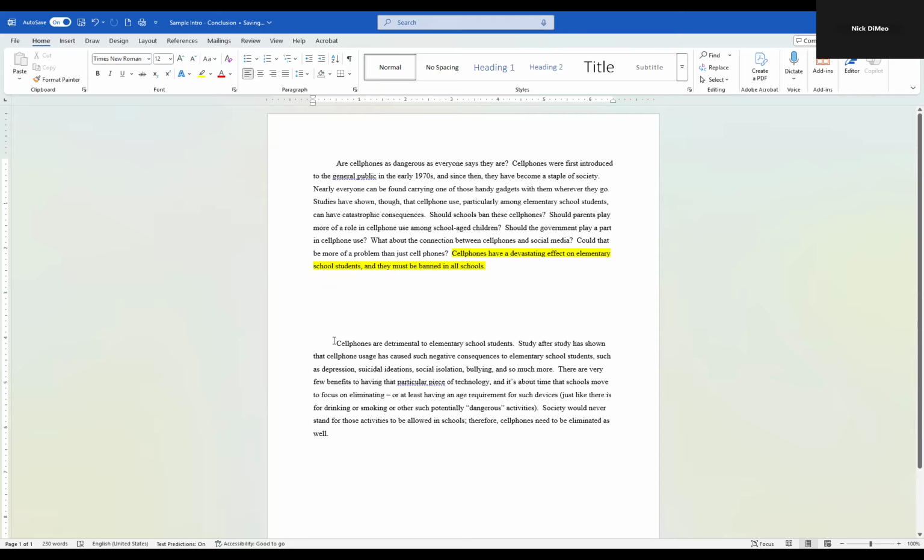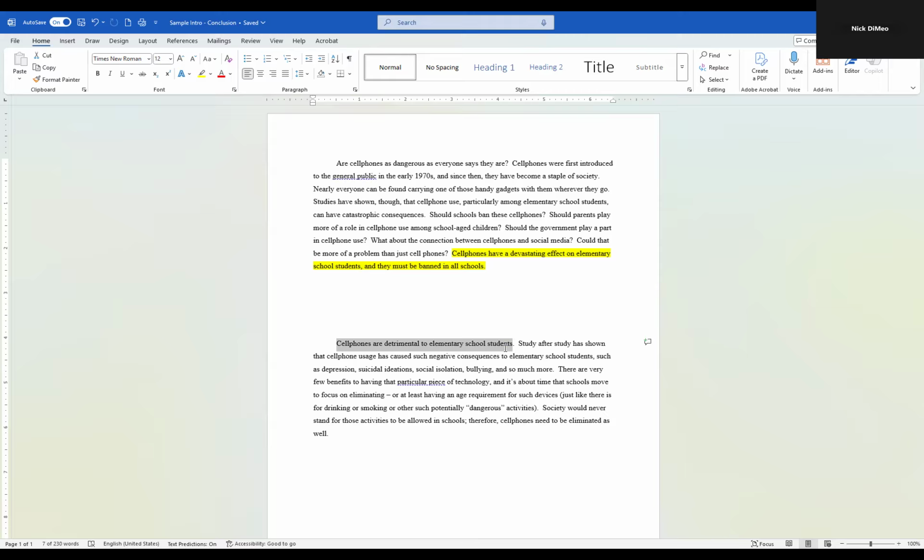Similar down here with the conclusion. You don't need to say "in conclusion." We know it's your conclusion. So just say, cell phones are detrimental to elementary school students. See how much clearer that sounds? No wordiness, no blah, blah, blah. Just right to the point. So try to remember that with all of your writing, with everything you say, no loosey-goosey words or any of that kind of stuff.